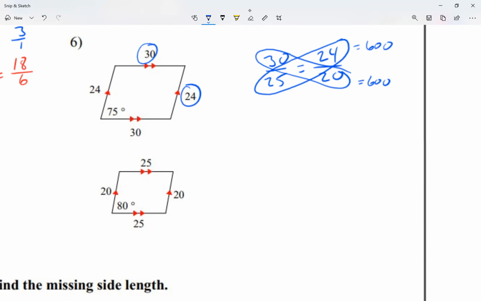Now, when it comes to angles, the angles are not equal. Remember, the angles have to be the same and the sides have to be proportional. The angles are not equal, so no, this is not similar.